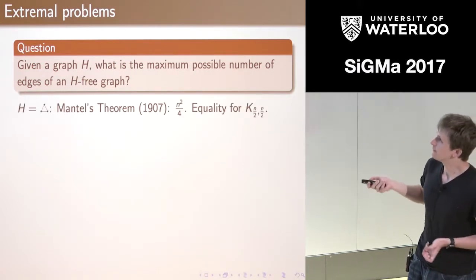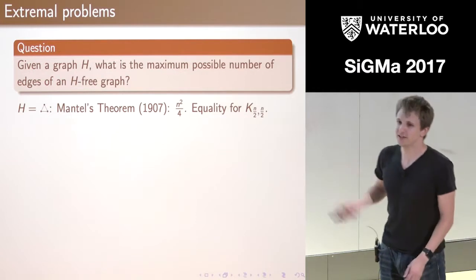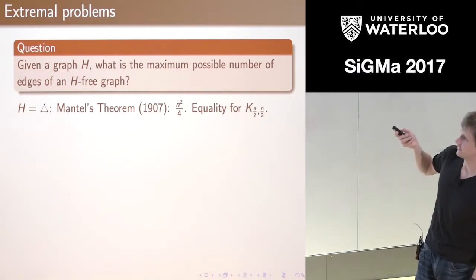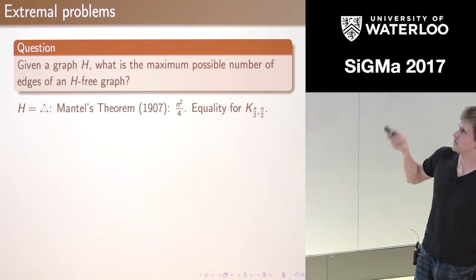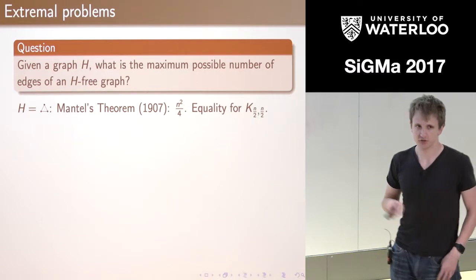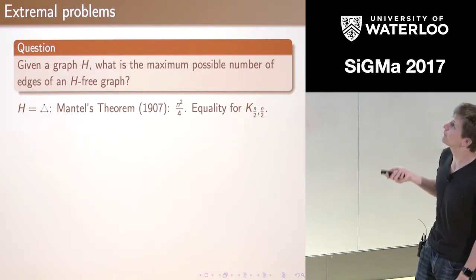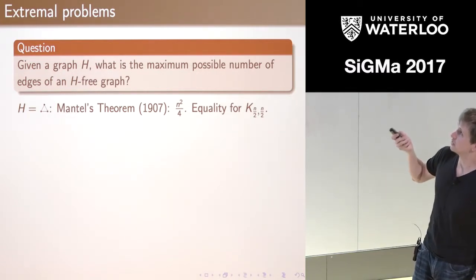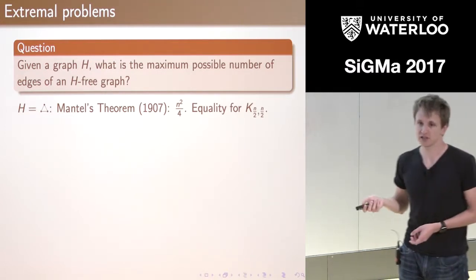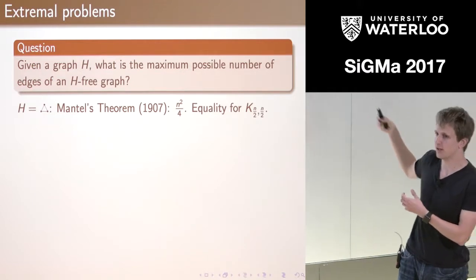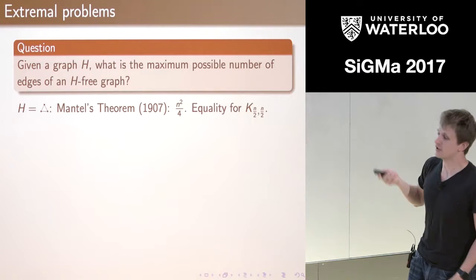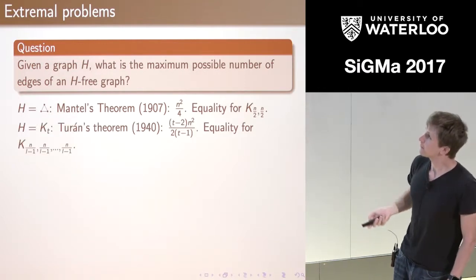So the very well-known result that probably everyone knew in undergrad or high school is, if this H is a triangle, so you have a triangle-free graph, then the maximal possible number of edges you can have is n squared over 4. And in fact, we can also say that if you have exactly n squared over 4 edges, then your graph must be a complete bipartite graph with equal sizes of sides.